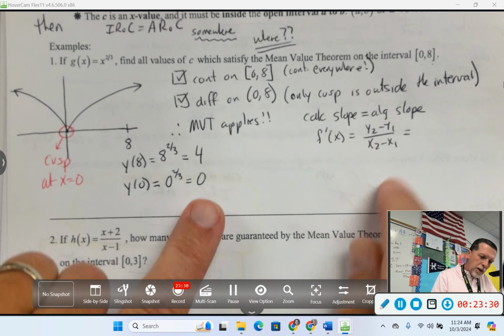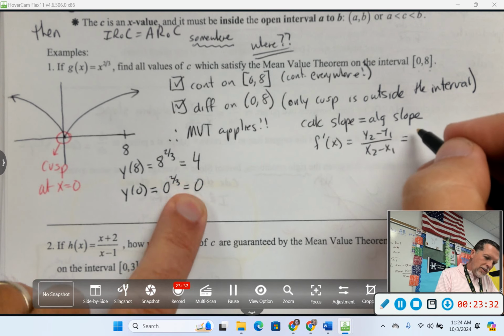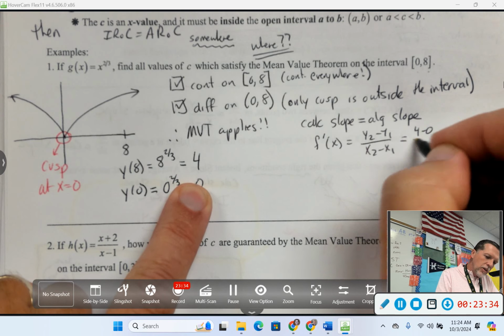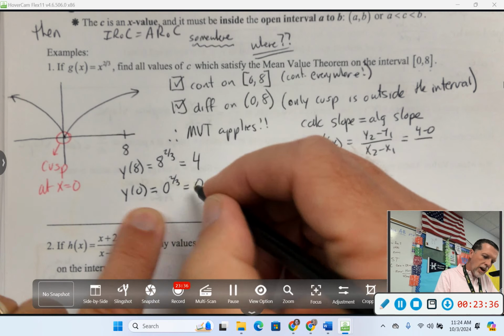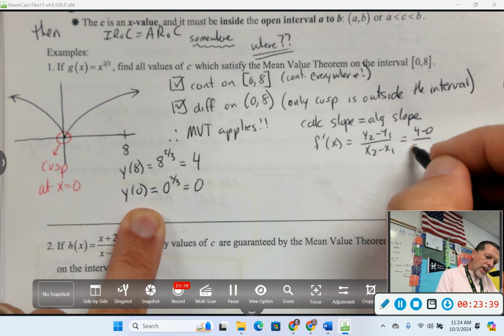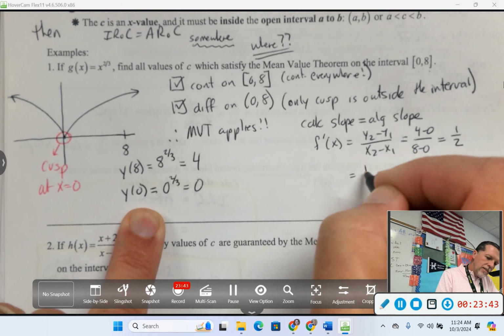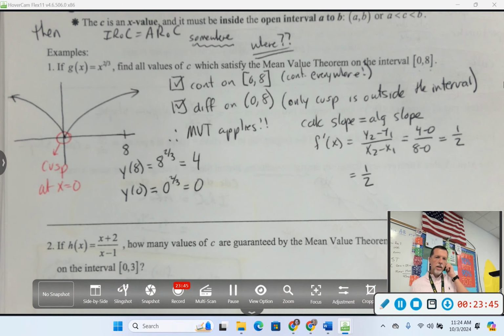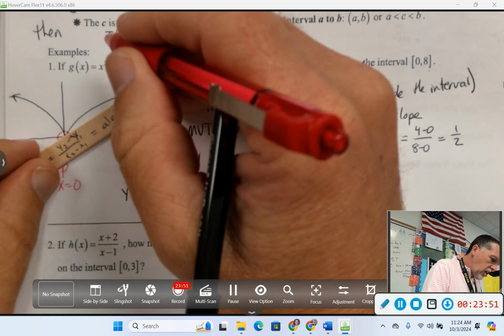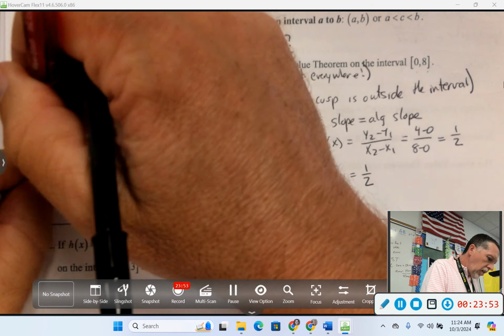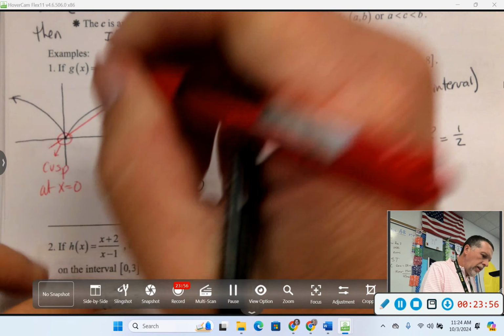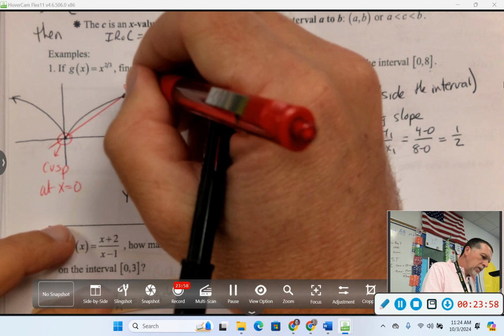So I'm trying to save space over here. y2, I'm going to go 4 minus 0. That's my change in y. My change in x is 8 minus 0. So that's 1/2. I suppose if I wanted to draw the picture, there's my algebra slope is 1/2.